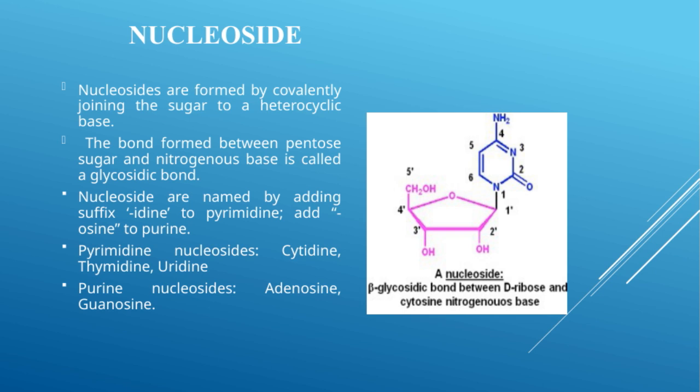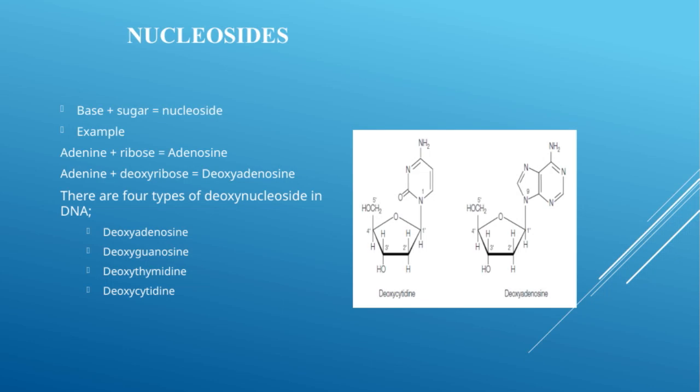Now, when we name these nucleosides, we add specific suffixes depending on the type of base. For pyrimidines, we add idine, so you get names like cytidine, thymidine, and uridine. For purines, we add osine, resulting in adenosine and guanosine. Understanding these nucleosides is fundamental because they form the building blocks of nucleotides, which are essential for genetic information storage and transfer. So, in summary, nucleosides are basically the first step in creating the larger molecules that carry our genetic code.